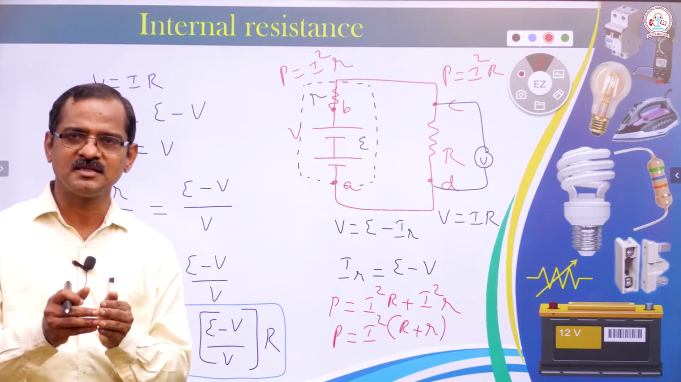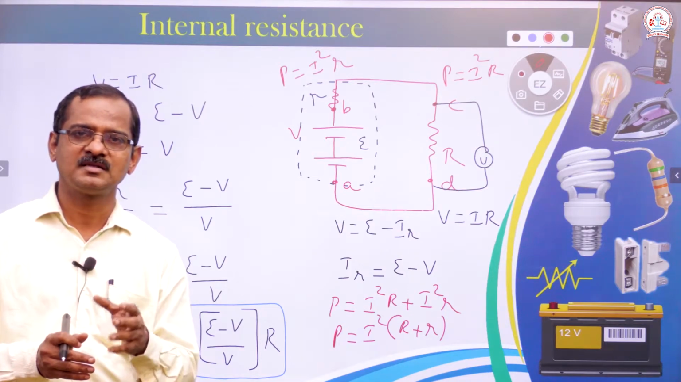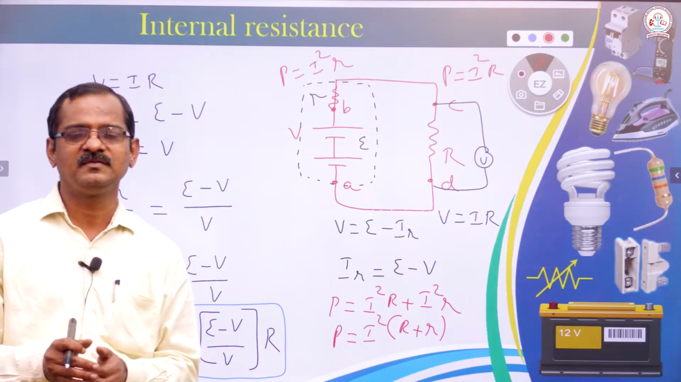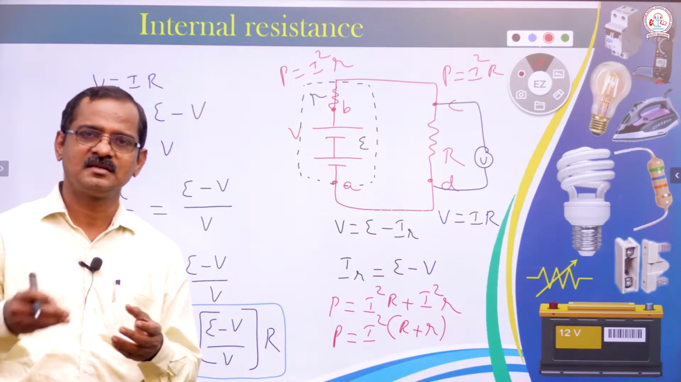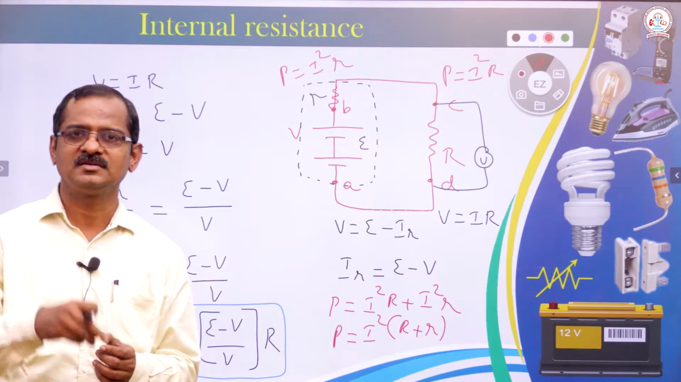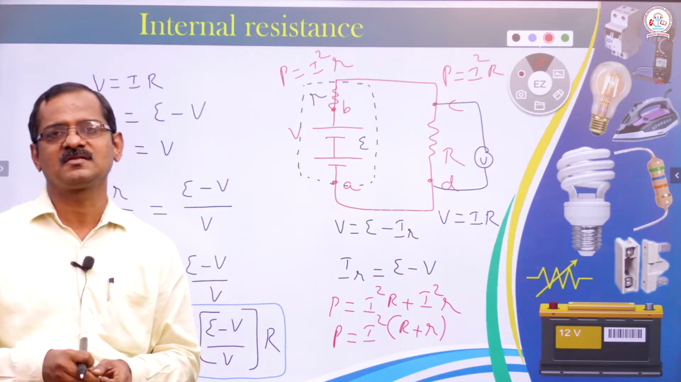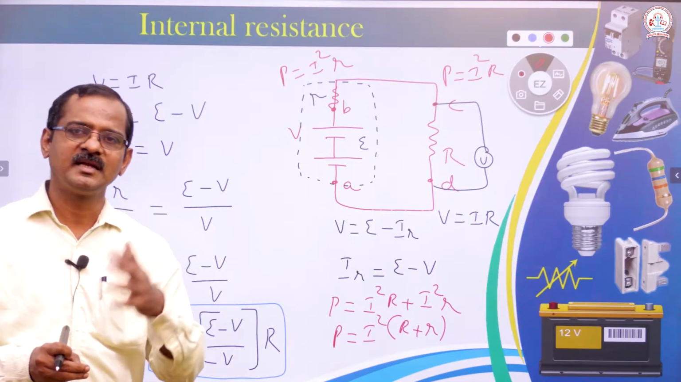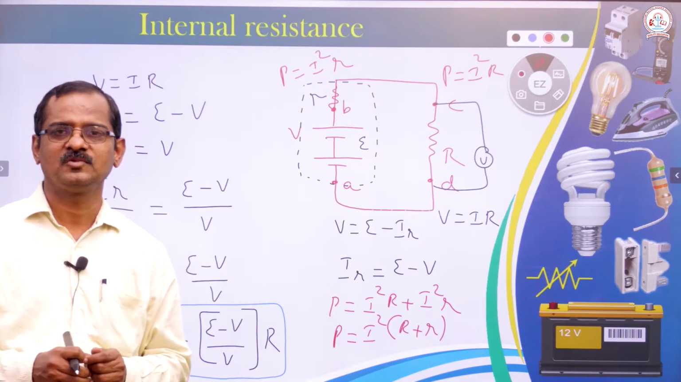There will be some resistance internally in the battery because of the rods, wires, or components present within it. Even if we take a Leclanche cell or Daniell cell, we use a zinc rod, isn't it? Zinc rod will have some resistance. That's called the internal resistance of the battery. Leclanche cells and Daniell cells are primary cells. They cannot be recharged.